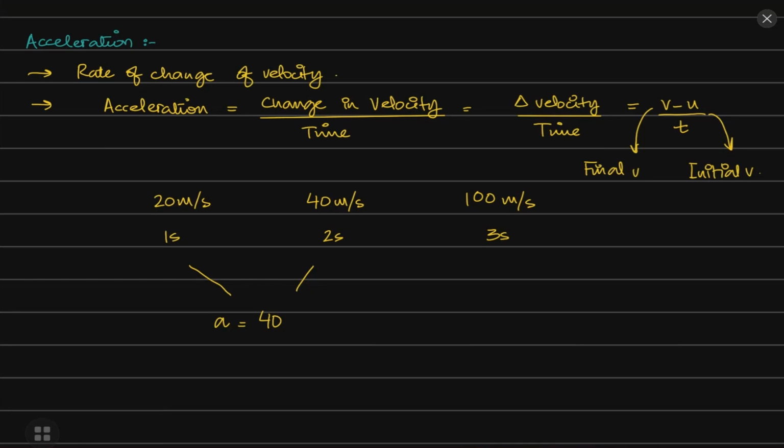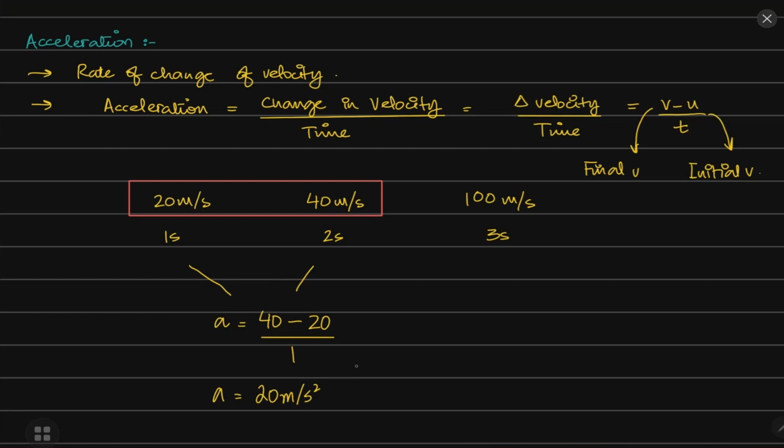So what's the final velocity in these two cases? Final velocity will be 40. My initial velocity that I started with would be 20. So 40 minus 20 upon time. So how much is the total time that's taking me? 1 second. Absolutely. So that would make my acceleration 20 meters per second square.